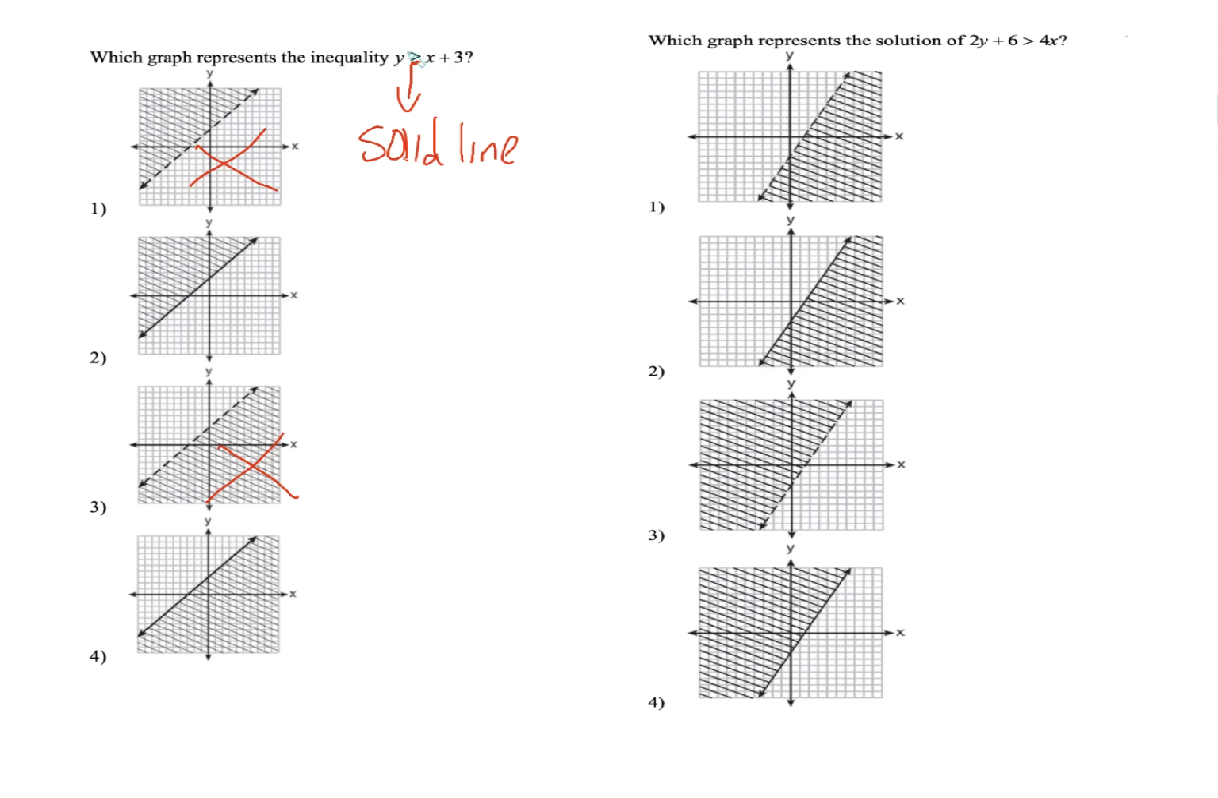Now, remember, because this is greater than or equals, where is our shading? It is shaded above. So we're going to look to see where we have the shading above. Number 2, the shading is above. So our answer is number 2. 4, the shading is below. Remember, we had a greater than or equals, which indicates shading in the above region.